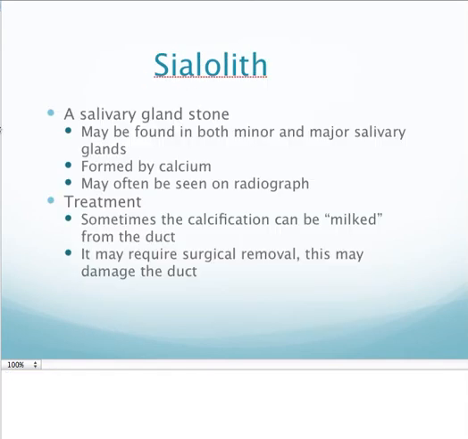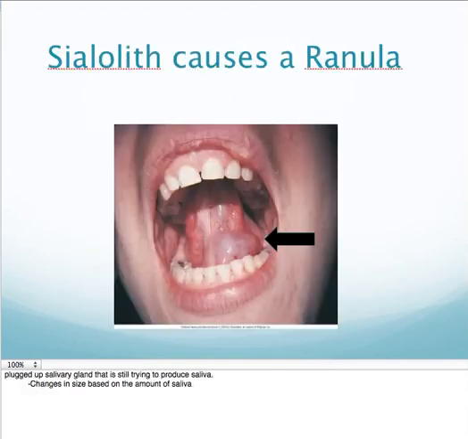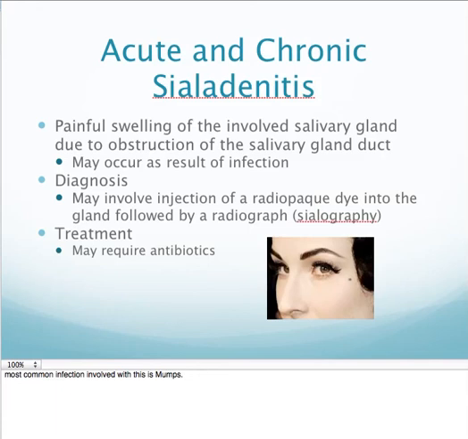And then sialolith is a salivary gland stone itself that's found in both major and minor glands and formed by calcium. You can see them on x-rays. And then what does a sialolith turn into? It can turn into a ranula, which again we see on the floor of the mouth. And then you have acute and chronic sialadenitis, which is the painful swelling of the involved salivary gland when the salivary gland duct is obstructed. Okay, that is our injury to soft tissue.